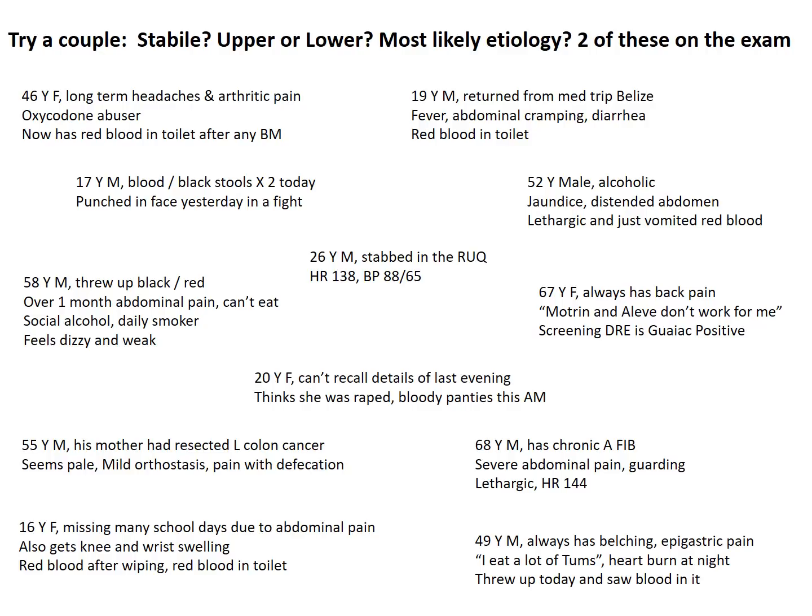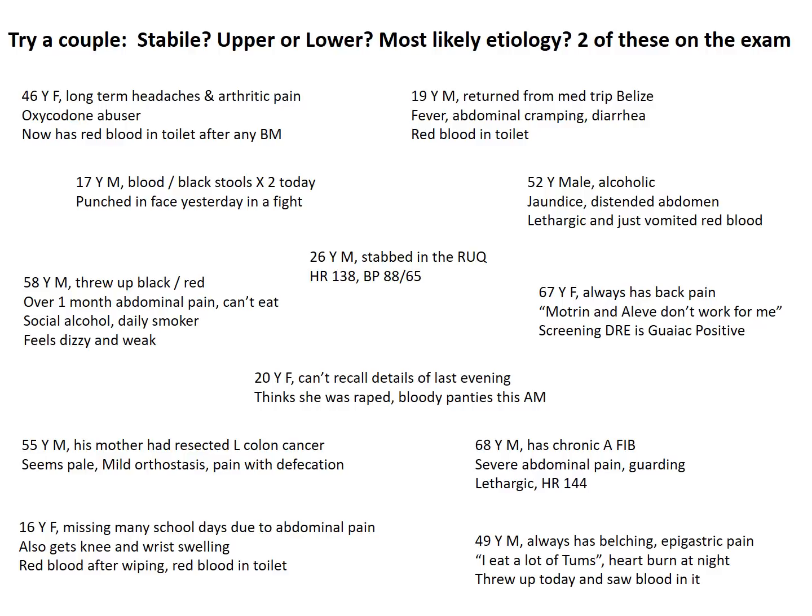So I'm going to put a couple of these on exam 4. And I'll put something like a quick vignette on here, and I want you to think about, is this happening quickly? Is this patient stable? Do they have the potential to become hemodynamically unstable really quickly? Where do you think this is coming from? Upper or lower GI tract, and what do you think is the most likely etiology?